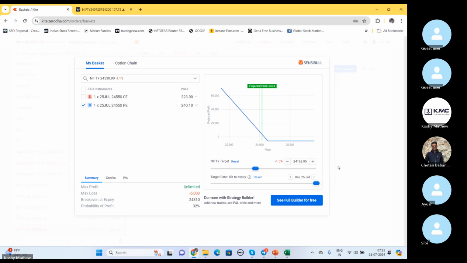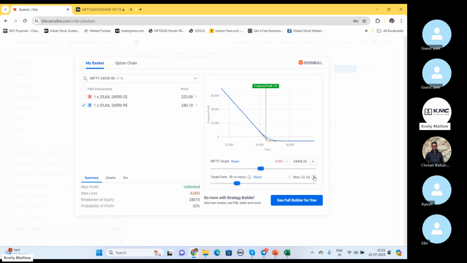$3,674. This is the profit I'm making. But what happens on the contrary? Let me reset this. First, on Monday, the market went 0.5% down. Let me show it on a Monday. This is Monday, 0.5% down ho gaya. You're gaining 1 rupee 35 paise, 135 rupees.